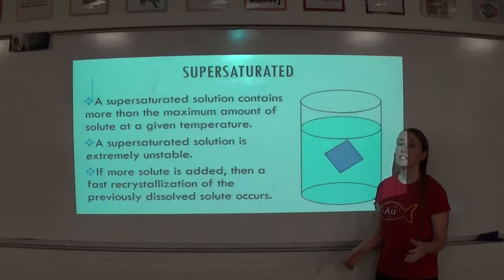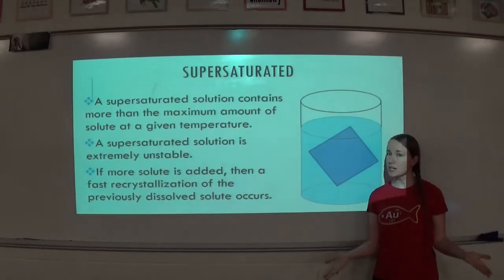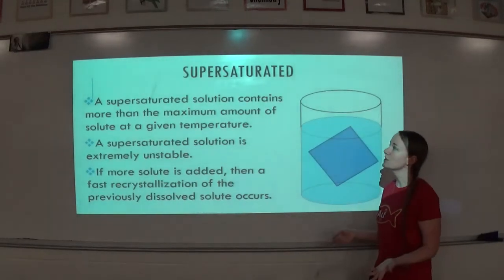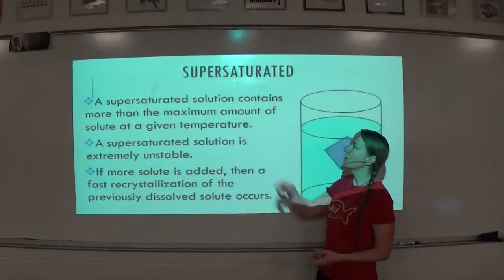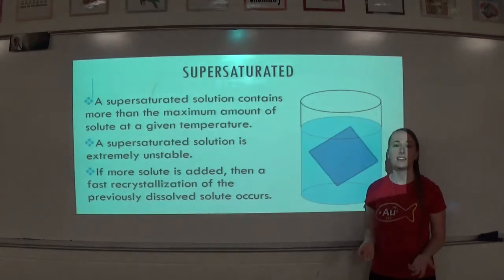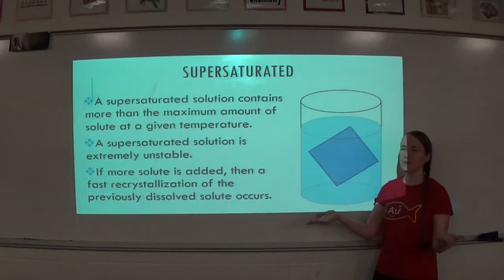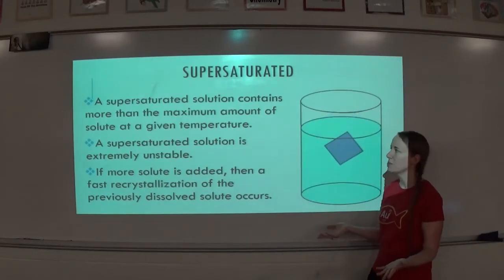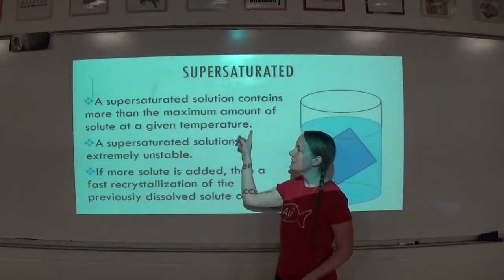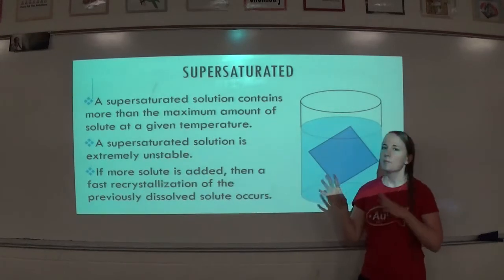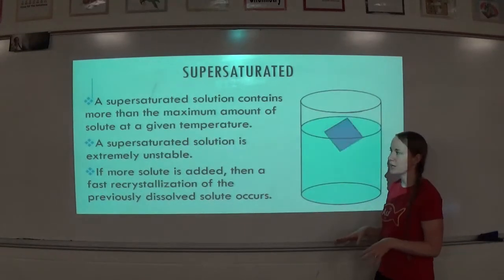And then the last one is supersaturated. So a saturated solution contains the maximum. A supersaturated solution contains more than the maximum amount of solute at a given temperature. So how is that possible? How do we have more than the maximum? Well, remember, it's at a given temperature. All right, so we're going to play with temperature to make a supersaturated solution.